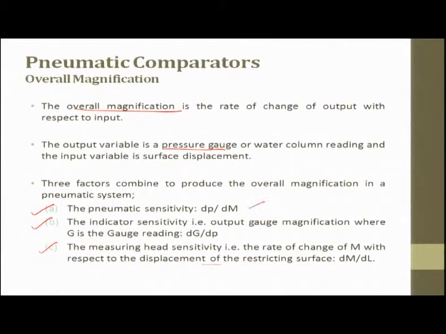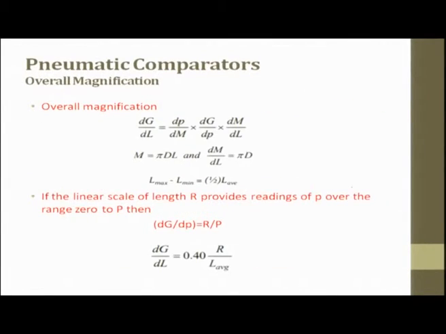So, this one plus this one plus this one are the three major factors which, when combined, affect the overall magnification of a pneumatic device. So, the overall magnification is nothing but dG by dl is equal to dP by dm into dG by dP into dm by dl. Where m is given by this and dm by dl is given by pi d.